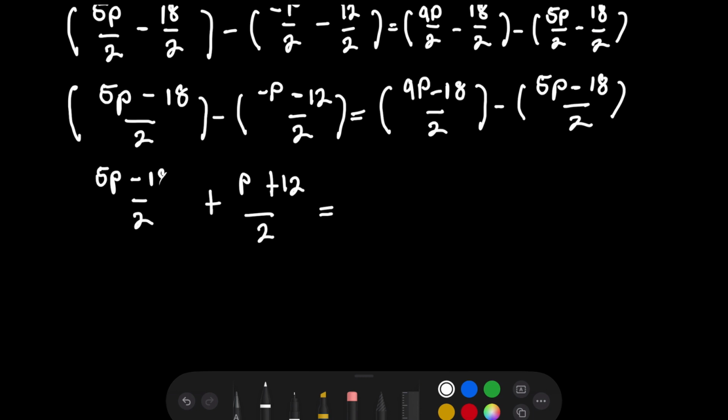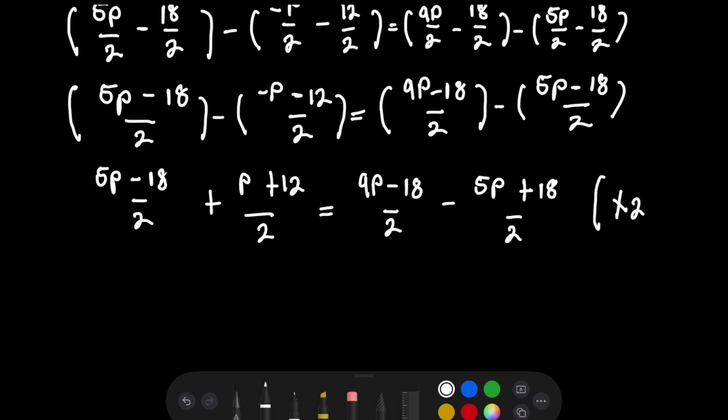And then here we have 9p minus 18 over 2 minus 5p plus 18 over 2. Everything is over 2. Therefore, I can just multiply everything with 2 to just get rid of that denominators. Hope you guys can see this 18 here.